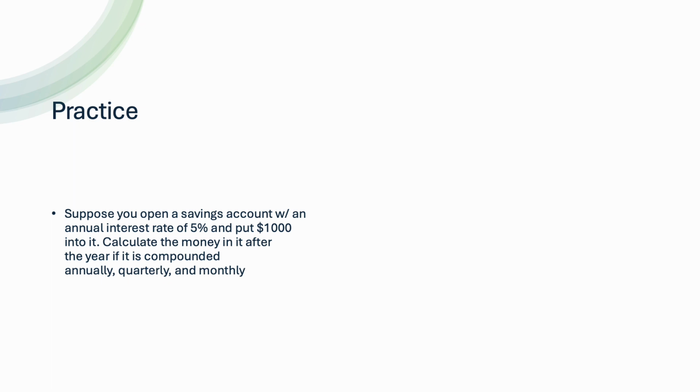So suppose you open up a savings account with an annual interest rate of 5% and put $1,000 into it. Calculate the money in the account after the year if it is compounded annually, quarterly, and monthly. So I'm going to give you guys a little while to do this, because there are 3 steps to it. See if you can do it. If not, see how far you can get. See what you're having trouble with, and then just get back to me. Whatever you do is fine. We're all about trying to make sure we're getting to that learning path.